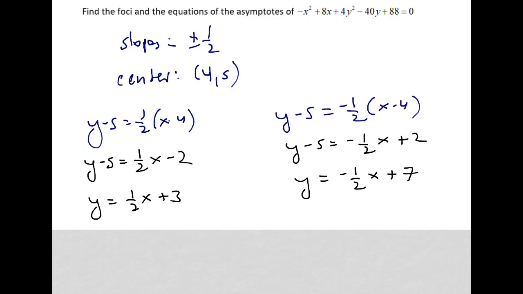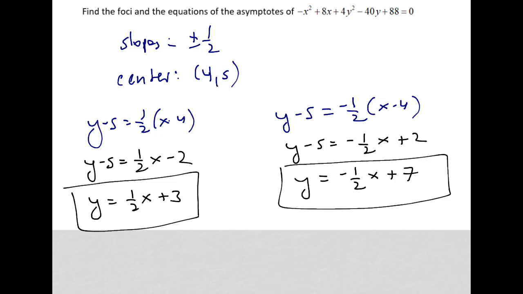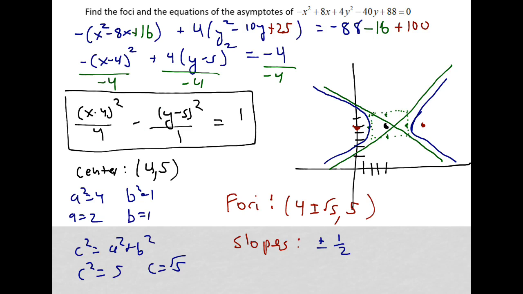So that is going to be the equation of each of these asymptotes: y equals 1/2 x plus 3, and y equals negative 1/2 x plus 7. So if you look at the graph, that's going to be exactly the equation of this line, y equals 1/2 x plus 3. Then this line here is going to be y equals negative 1/2 x plus 7.